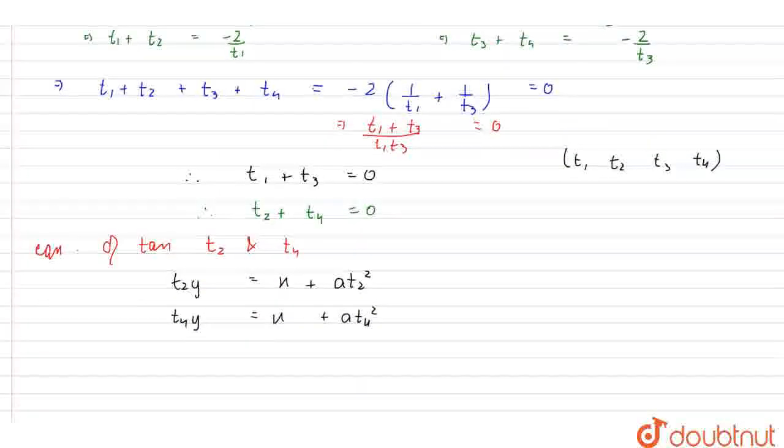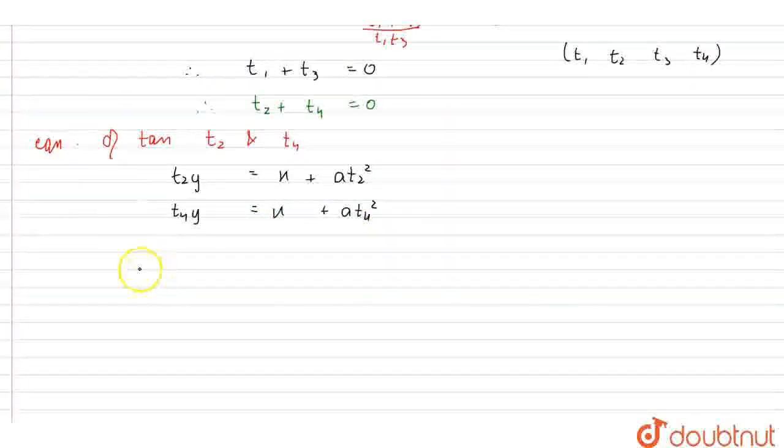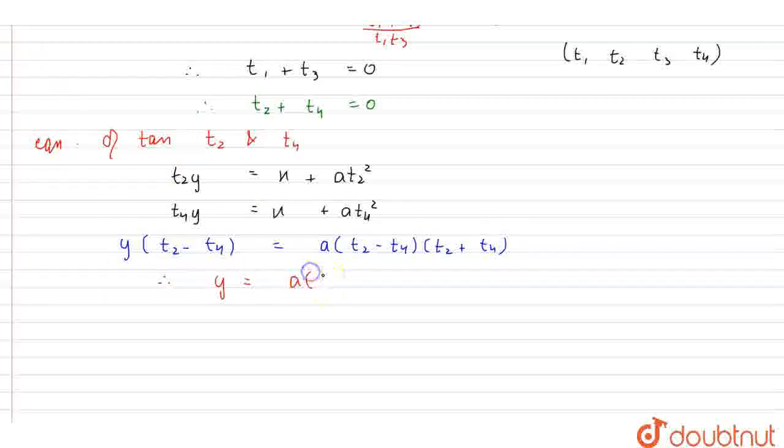Now subtracting these equations to get their point of intersection, we'll get y into t2 minus t4 equals a into t2 minus t4 into t2 plus t4. So from here we get y equals a into t4 plus t2. Now we know that t2 plus t4 is equal to 0 from this first equation. Therefore, we can say that y equals 0 will be the point of intersection of these tangents.